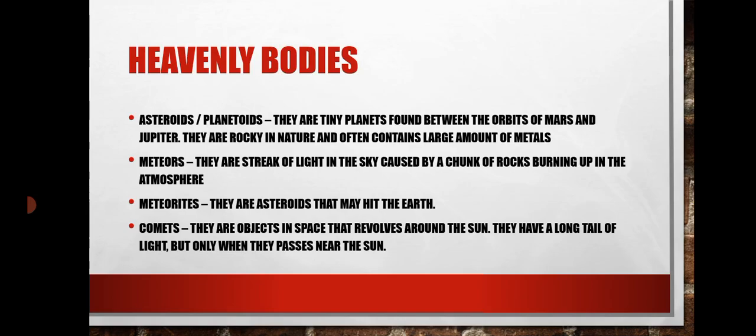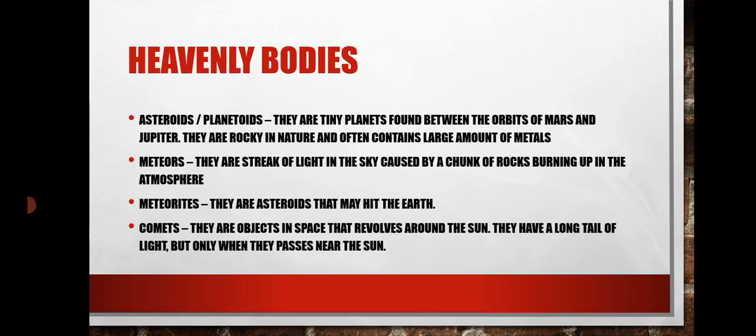Let's go to meteors. They are streaks of light in the sky caused by chunks of rock burning up in the atmosphere. Those are meteors. Meteorites are asteroids that may hit the Earth. Comets are objects in space that revolve around the sun. They have a long tail of light, but only when they pass near the sun.